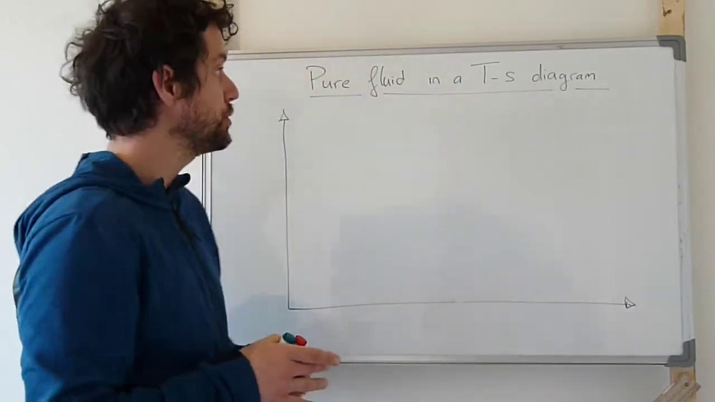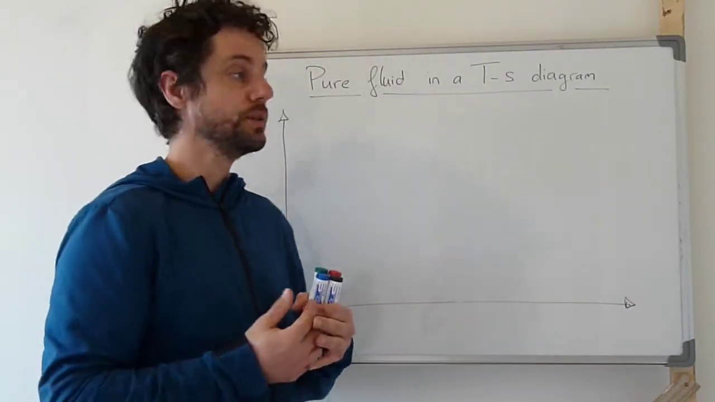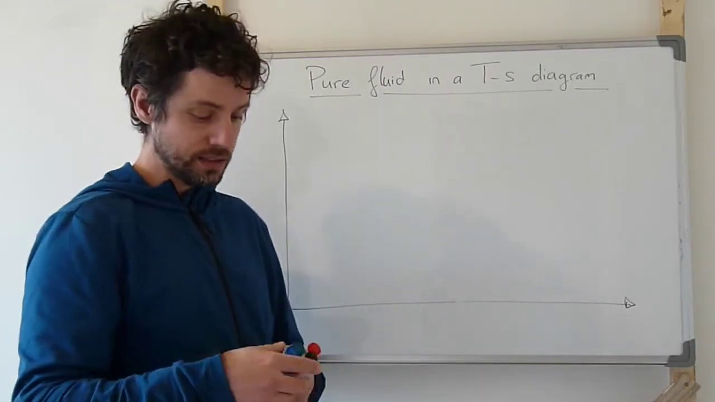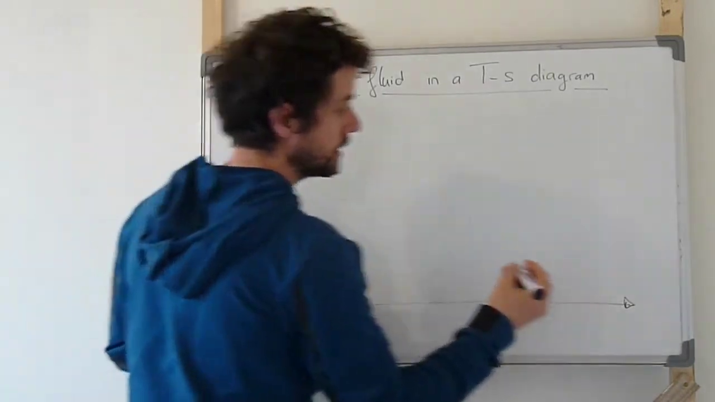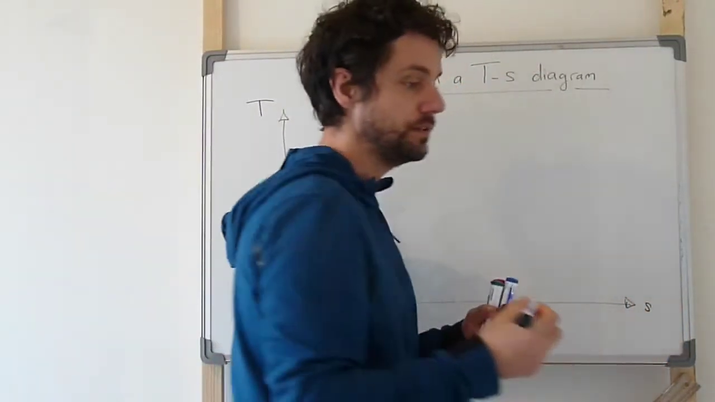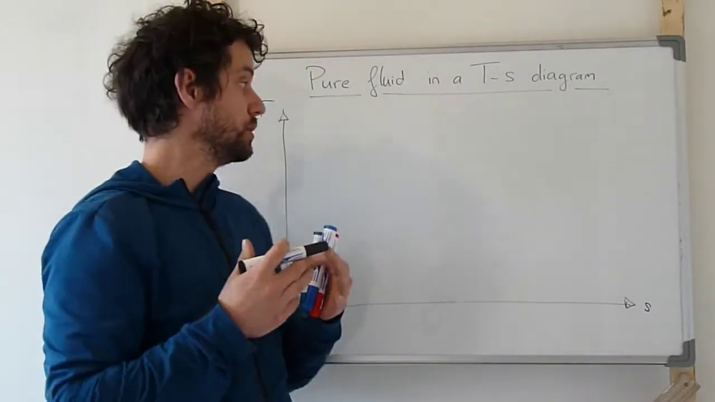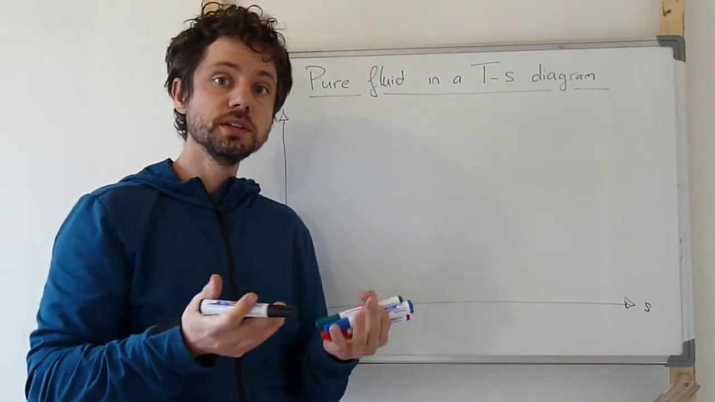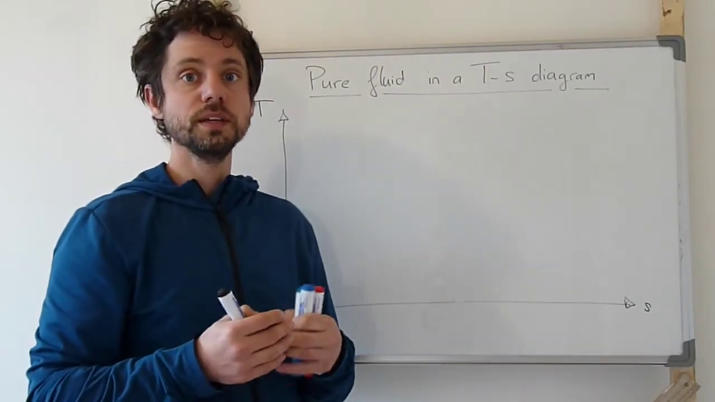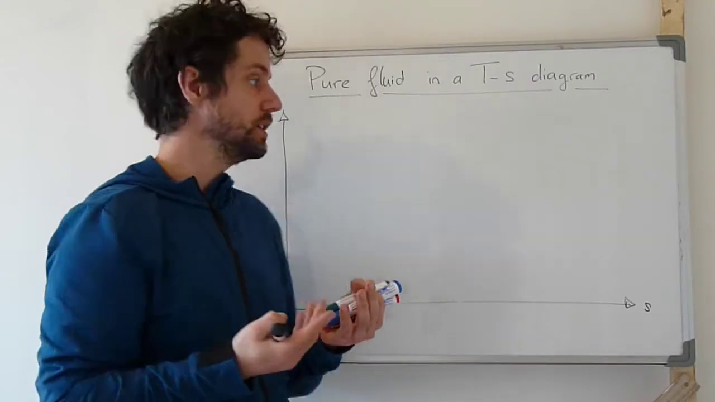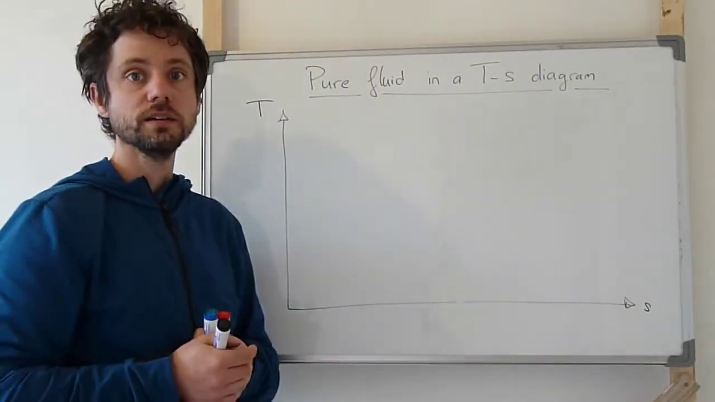So let's represent the thermodynamic properties of pure fluids in a TS diagram. So T like temperature and little s like specific entropy. And when we have one pure fluid homogeneous at equilibrium, it is possible to describe its thermodynamic state only using two independent state variables. So that's what we are doing here.